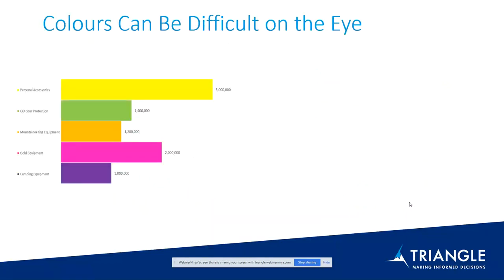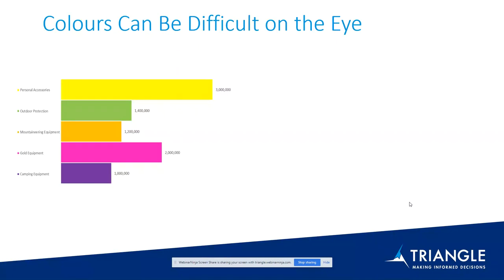Number three, colors. Using colors in your visuals can be a very effective way of drawing the audience's attention to a specific area on your report. However, at the same time, using colors can be detrimental in getting your message across. Are you using too many colors? Are they too bright? Are you using colors for the sake of it?